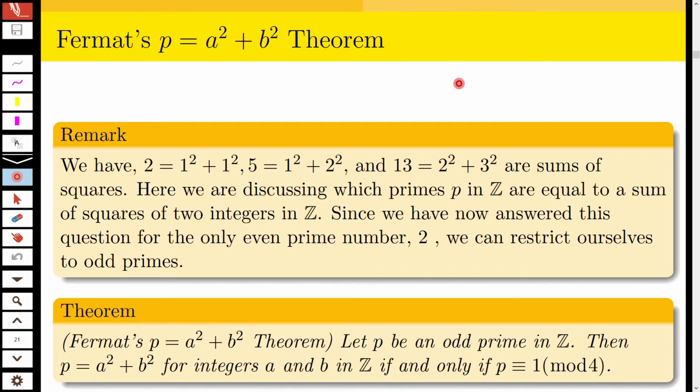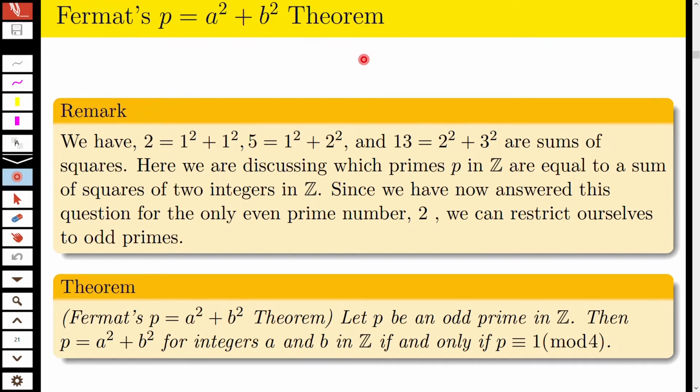Today we discuss Fermat's theorem: p equals a square plus b square. So we have 2 is equal to 1 square plus 1 square, 5 is 1 square plus 2 square, and 13 is 2 square plus 3 square, etc. These primes are sums of squares. Here we are going to discuss which primes p in Z are equal to a sum of squares of two integers.